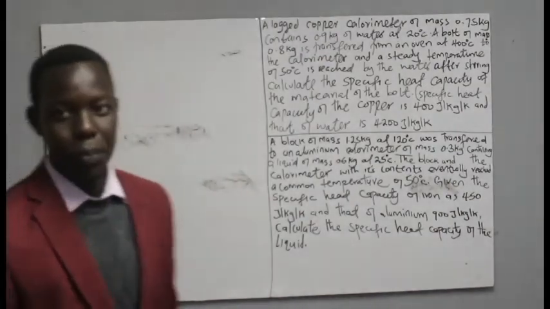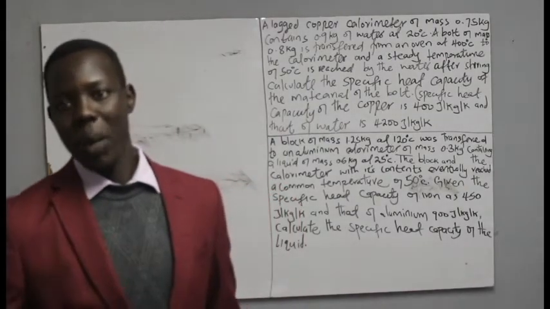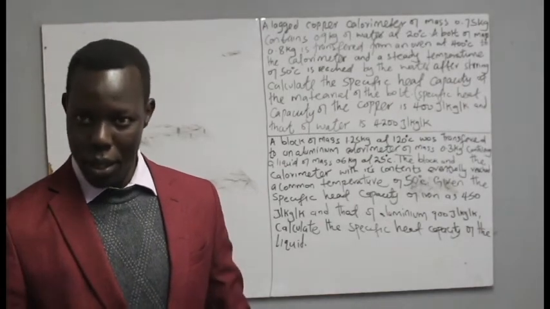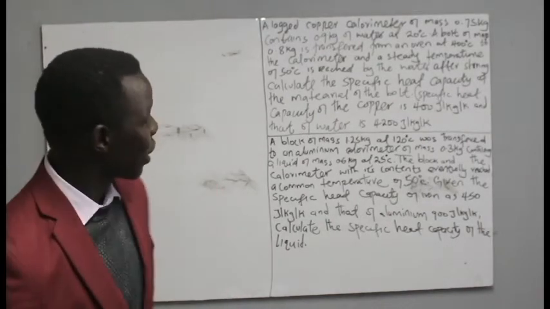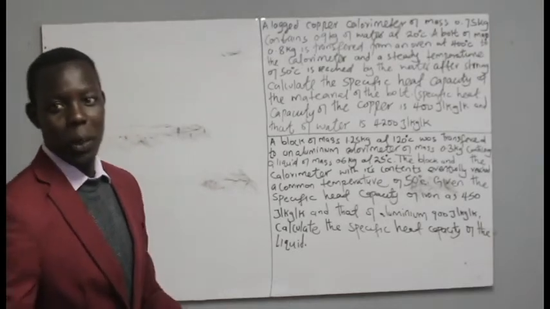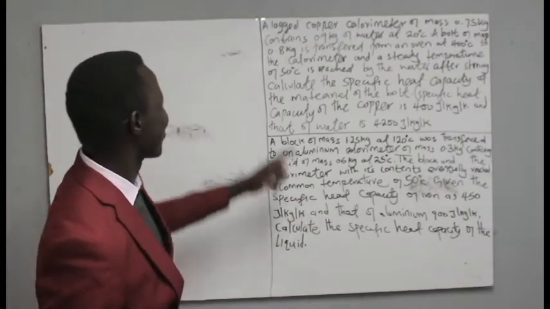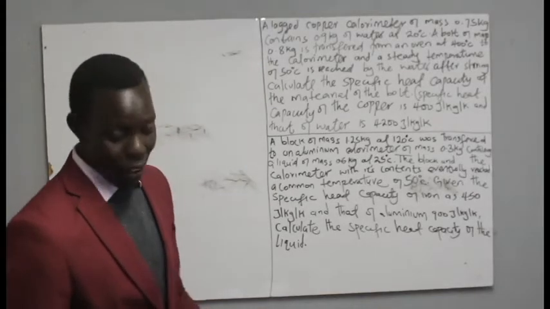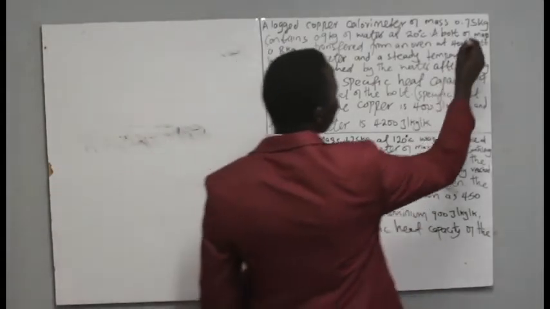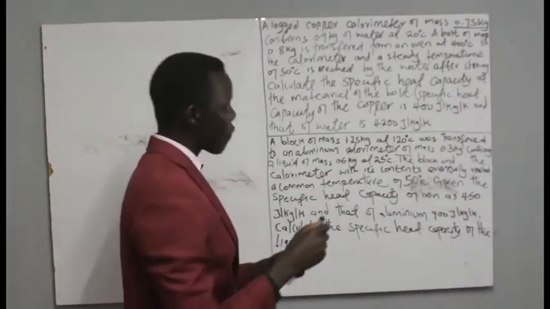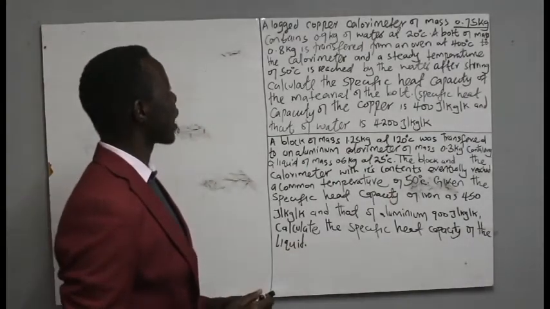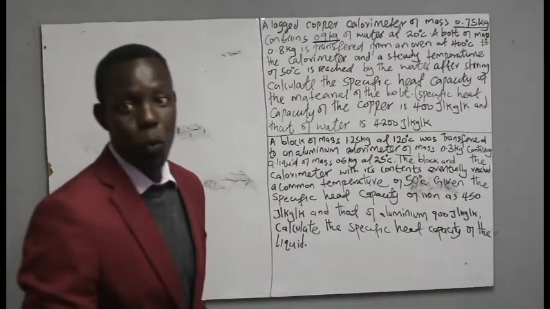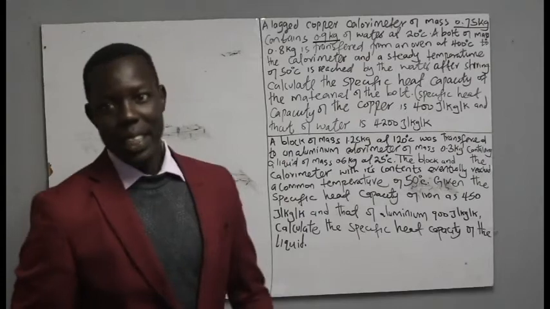So let's read this question as we are marking the key points, what we are supposed to know, then we answer it without hurry. A locked copper calorimeter of mass 0.75. That's the first thing to note. This calorimeter has a mass of 0.75 kilogram. It contains 0.9 kilogram of water at 20 degrees Celsius.